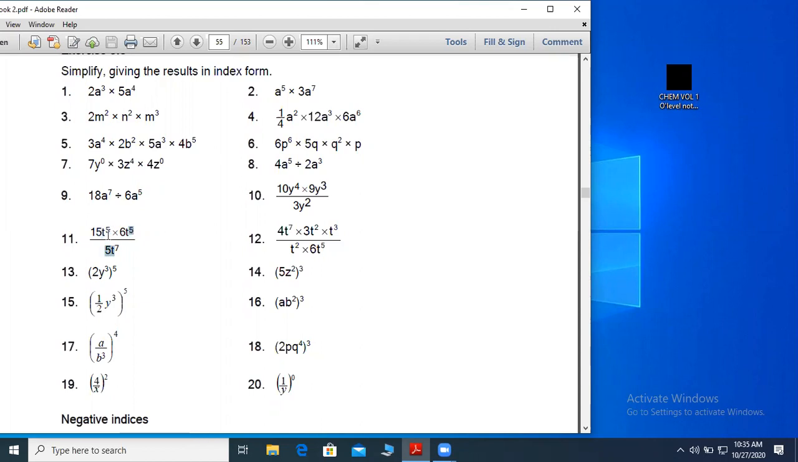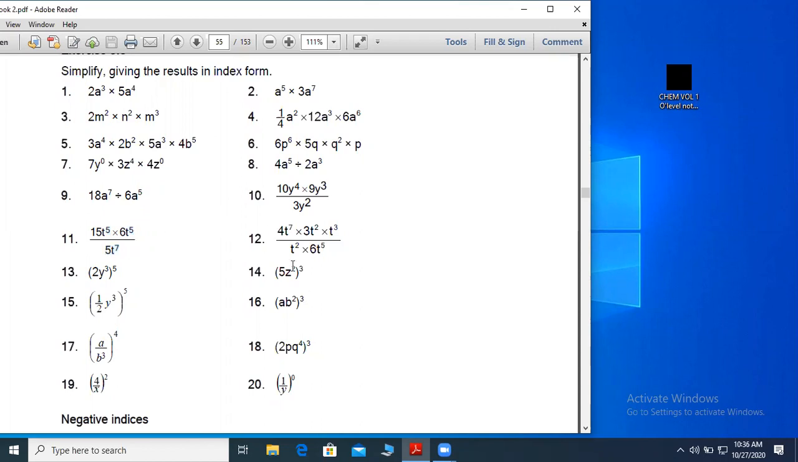So it becomes t to power 5 plus 5. So you add these two powers, 5 plus 5, which is 10. And divided by t to power 7, it will be t to power 10 minus 7. So the answer here was t to power 3. 15 can cancel with 5, we get 3. So the answer was 18 t to power 3 for that case.